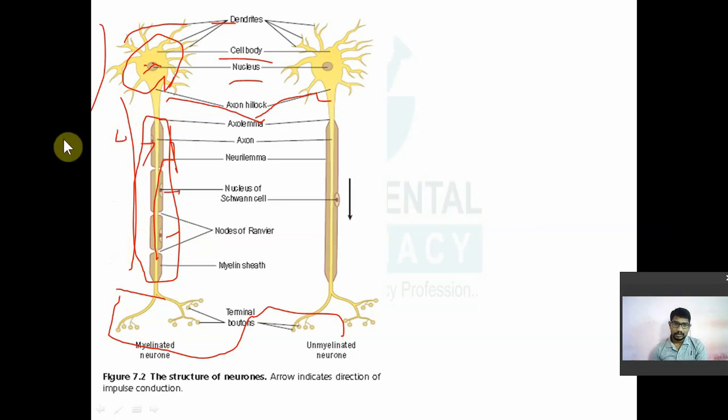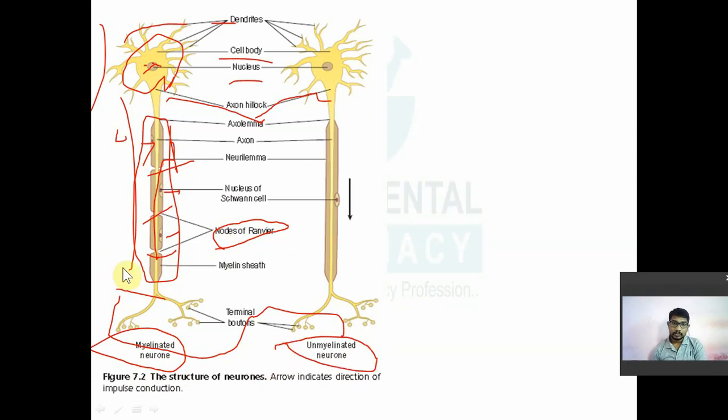This myelin sheath is not continuous all over the axon. Somewhere it is absent, and the area where it is absent is known as the nodes of Ranvier. So the myelin sheath is not continuous and it is absent at some parts of the axon. The neuron in which the myelin sheath is present is known as a myelinated neuron, and the neuron where the myelin sheath is not present is known as an unmyelinated neuron.